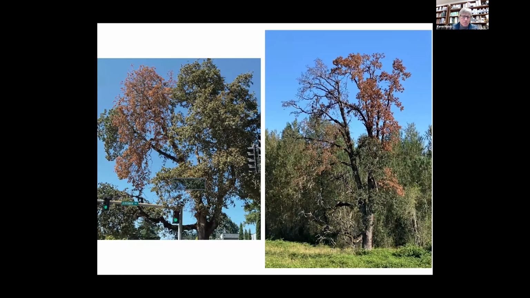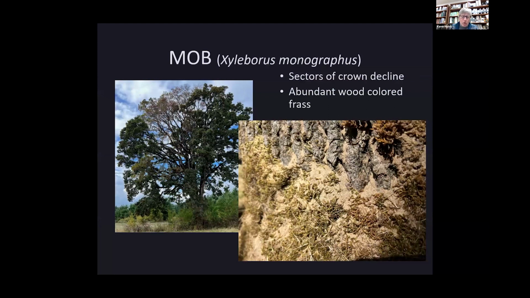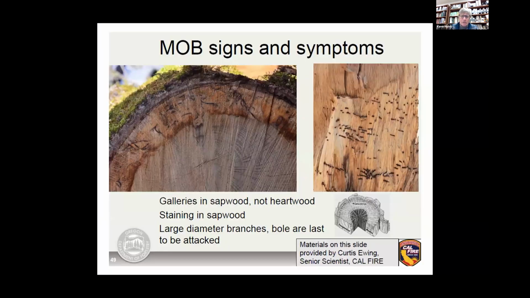Here are a couple of trees from Oregon. Again, abundant frass. So this white boring dust will accumulate at the base of the tree and in the mosses and spider webs. Black tunnels in the sapwood.